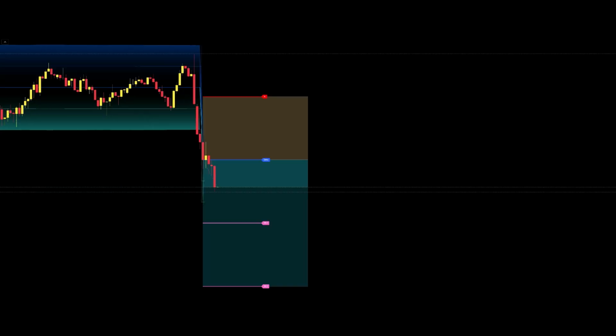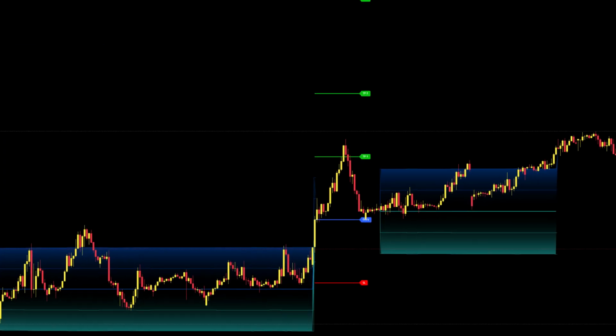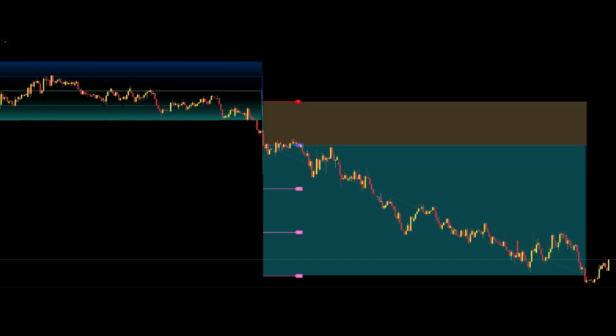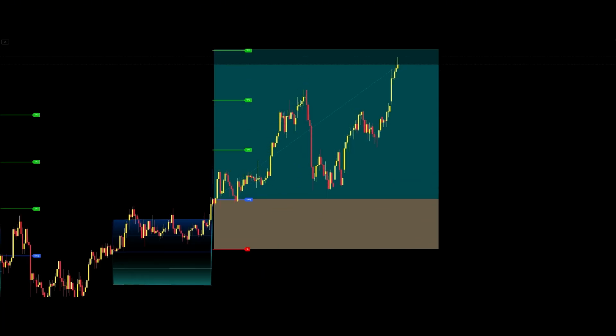Several prop firms actually banned traders from using this indicator, not because it was cheating, but because it spotted breakout zones before price exploded, while everyone else was chasing candles. And in this video, I'll show you exactly how to use it, how to avoid the fake breakouts, and the exact setup that makes this thing so dangerous.